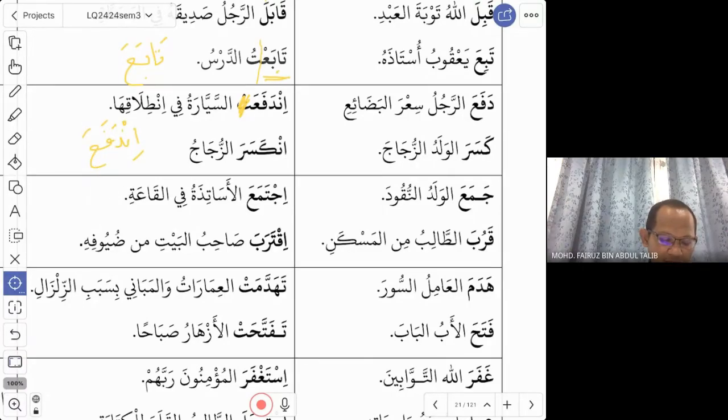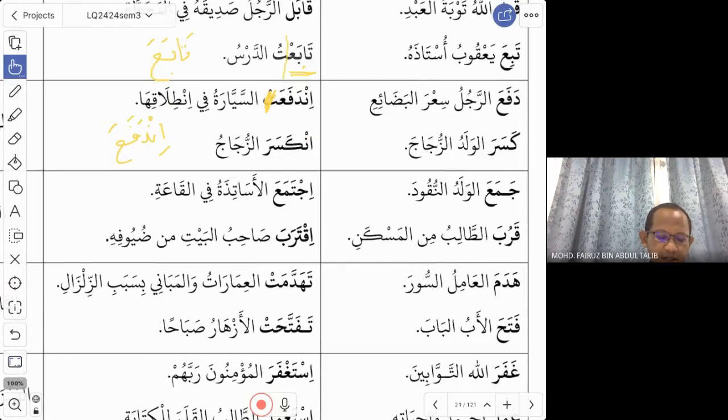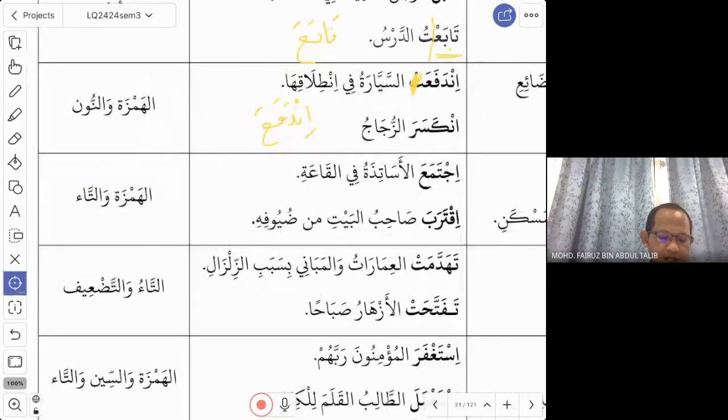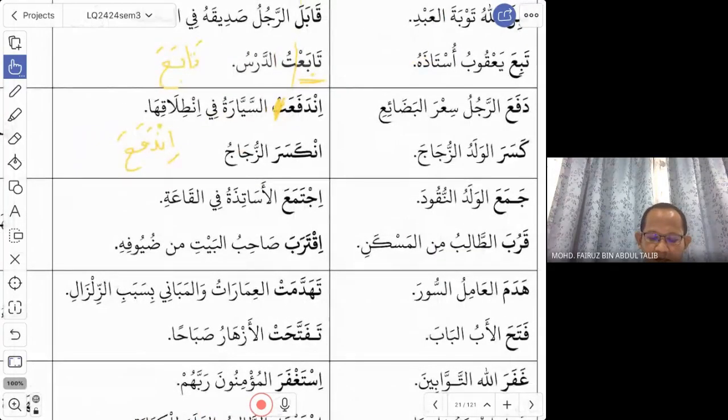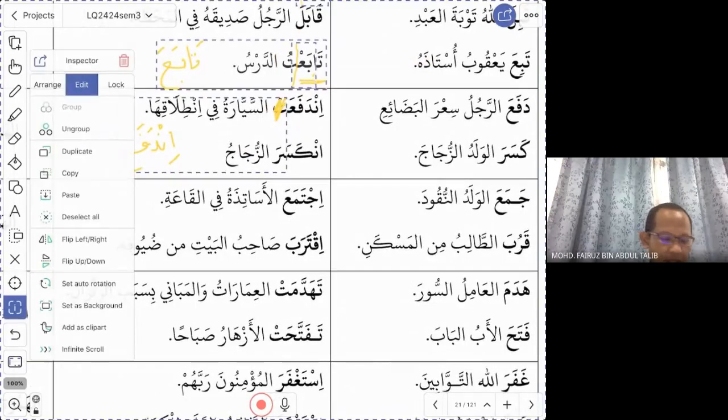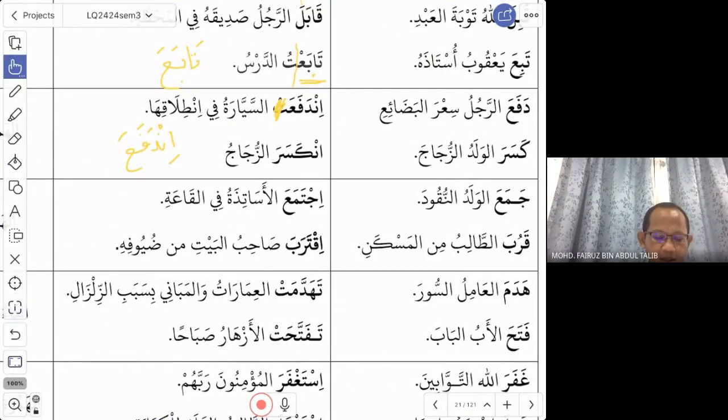So now we have two additional letters. In the previous example, you only had one additional letter, but now we have two, which are alif and nun in indafa'a. Since you have additional letters, we call it fi'lun mazid. These are the two additional letters, hamzah and nun. Here, this is the hamzah and this is the nun. And the meaning is, of course, changed. The word indafa'a is no longer to push. Indafa'a means he moved quickly. That is the meaning of indafa'a.